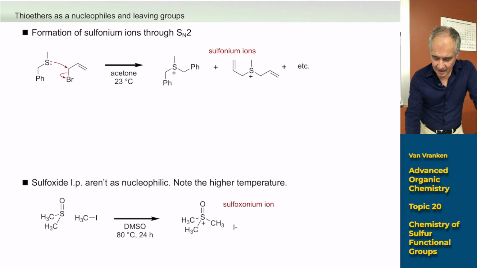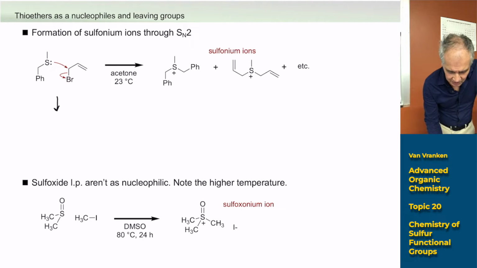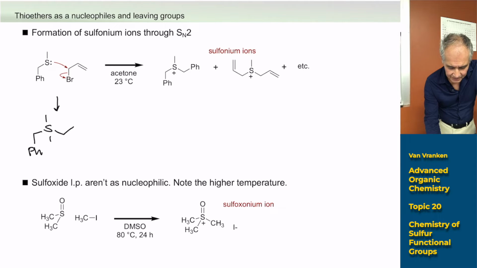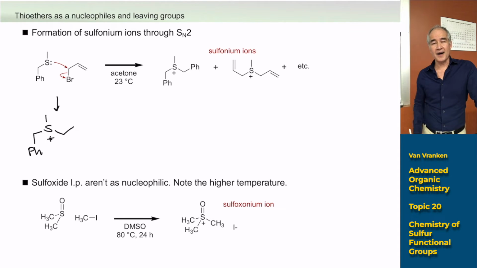So the first step is a simple SN2 process that looks like this, where we're going to do an SN2 reaction, and our initial product out of that process is going to be a sulfonium ion. Three bonds to oxygen, we call that an oxonium ion. Three bonds to sulfur, we're going to call that a sulfonium ion. And the counter ion to that sulfonium ion in here is bromide, which is a decent nucleophile.